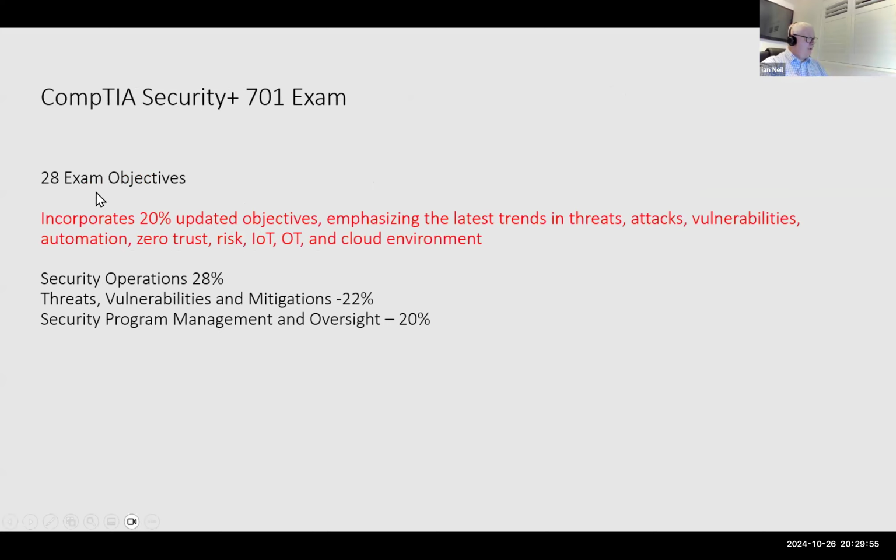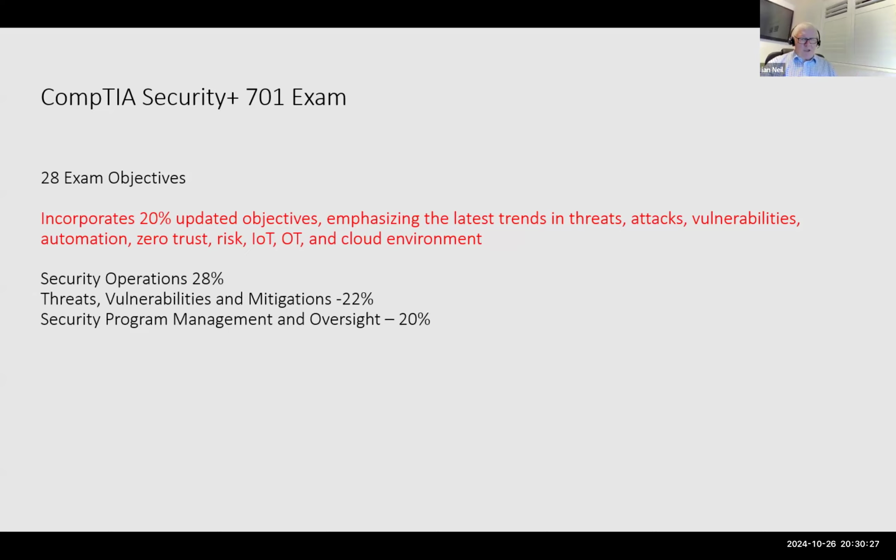And then what you've got here, you've got 28 exam objectives. They're trying to emphasize the latest trends and threats, attacks, vulnerabilities. Now, what they're doing, you may have the same topic in 601 as 701, but in 701, it could be measured differently. They've got things like automation, zero trust, the cloud environment. The cloud environment was in 601.